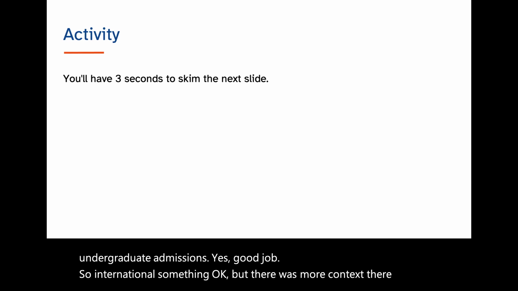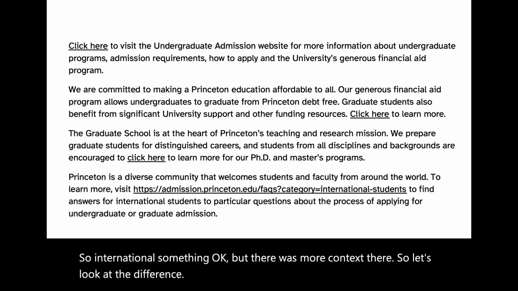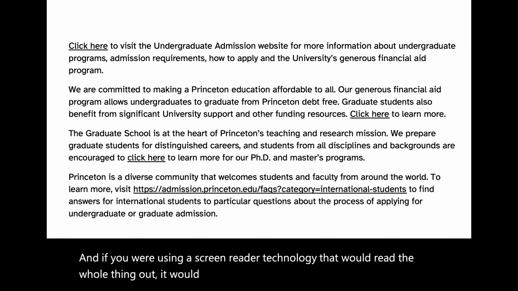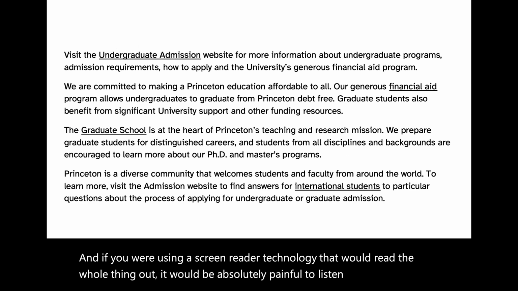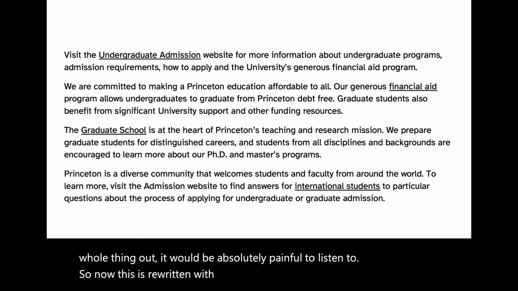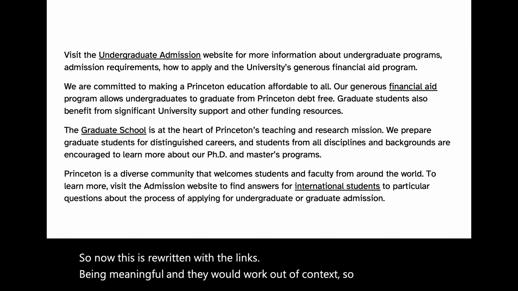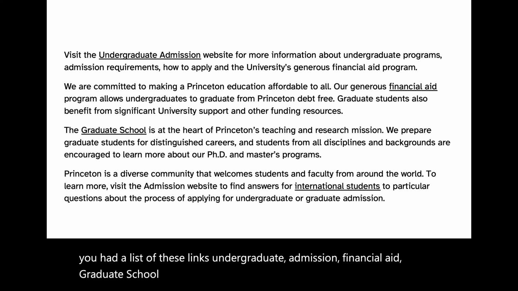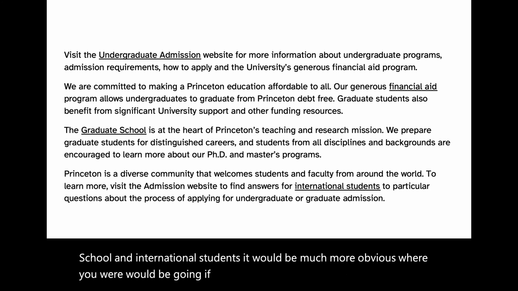So let's look at the difference between these two. A lot of click here's in this first example. And then one very long URL. And if you were using a screen reader technology that would read the whole thing out, it would be absolutely painful to listen to. So now this is rewritten with the links being meaningful, and they would work out of context. So imagine that you had a list of these links: undergraduate admission, financial aid, graduate school, and international students. It would be much more obvious where you would be going if you click those links.